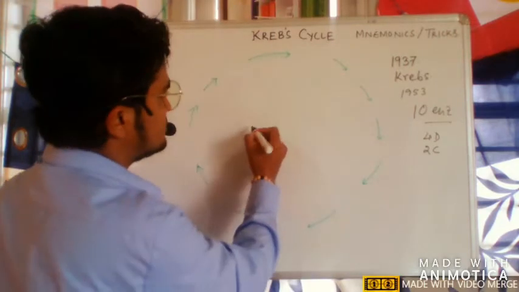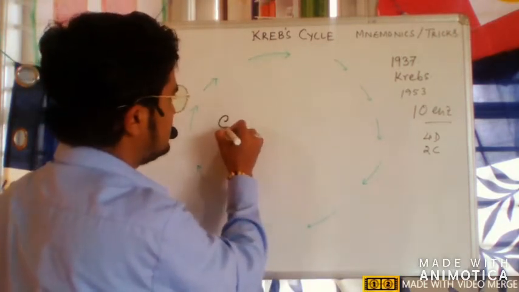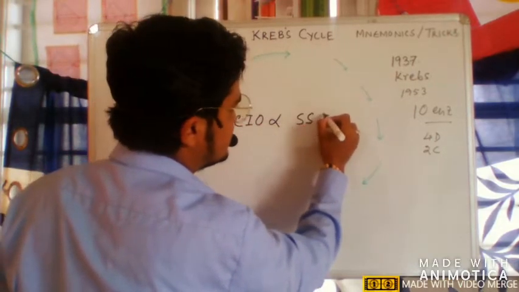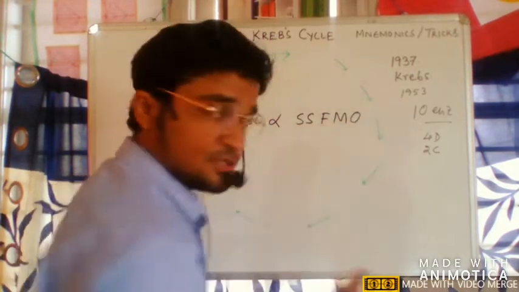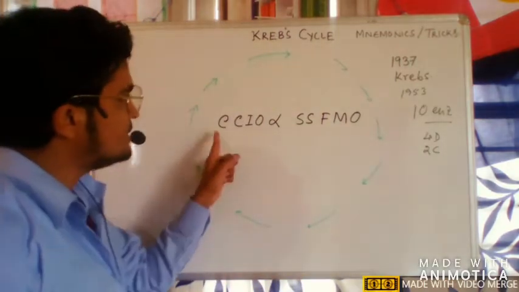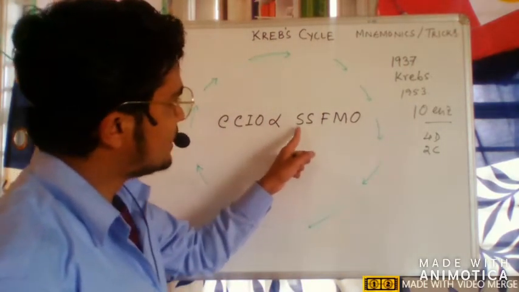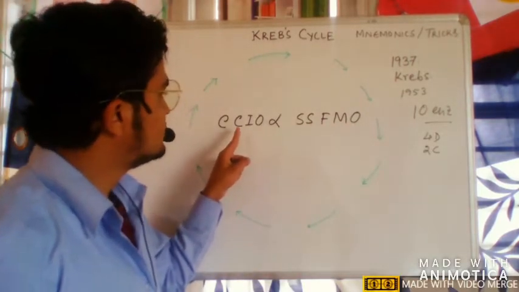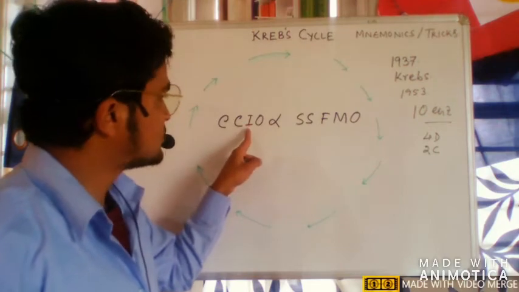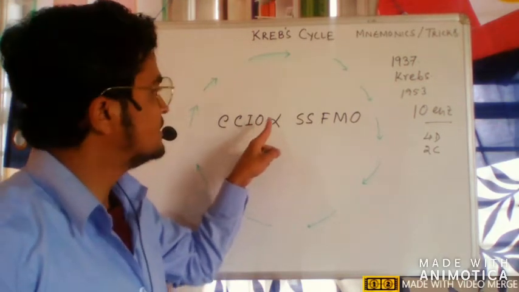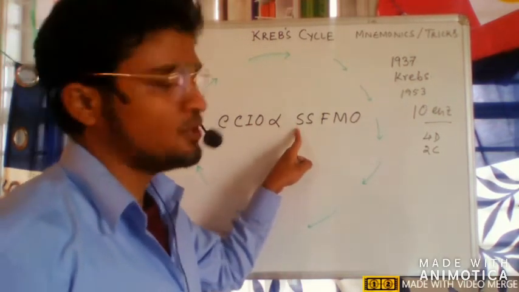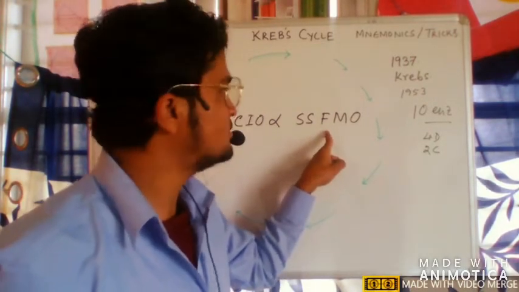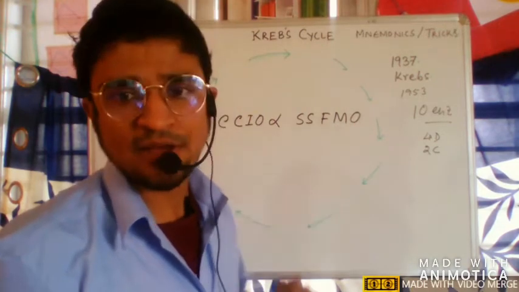Now you have to use this mnemonic: CIO alpha SSFMO. This is called a word mnemonic. CIO alpha SSFMO: citrate, cis-aconitate, isocitrate, oxalosuccinate, alpha ketoglutarate, succinyl-CoA, succinate, fumarate, which you can also call fumaric acid, then malate, and oxaloacetate.